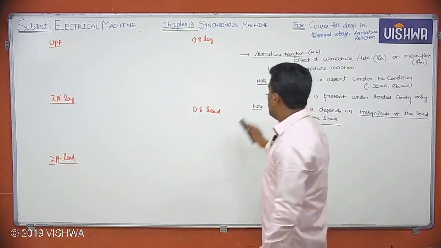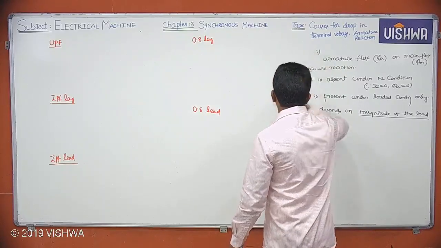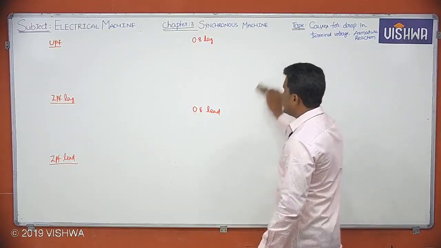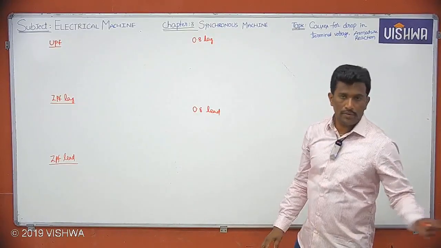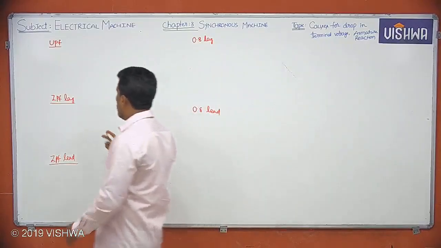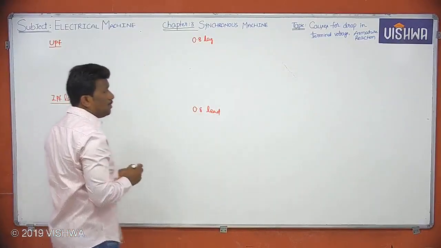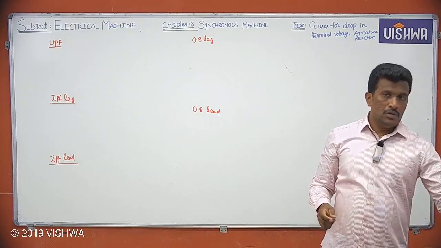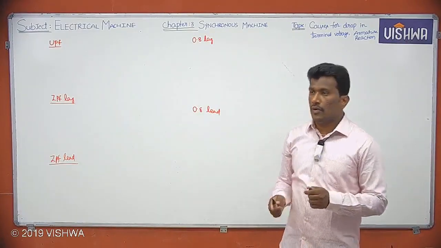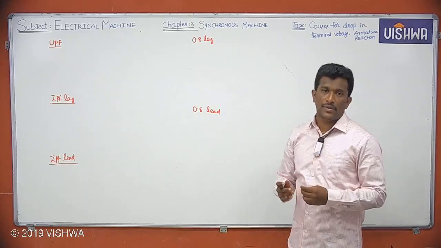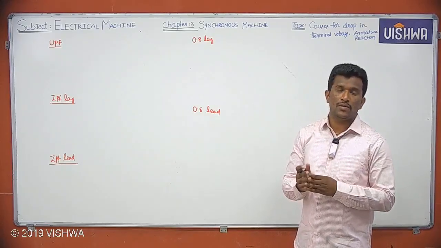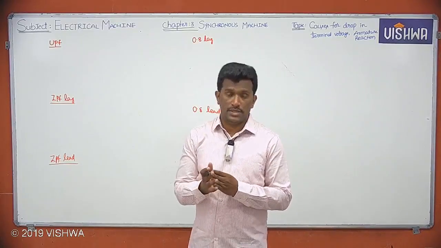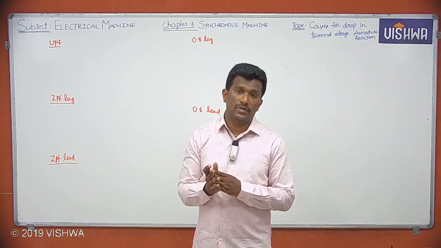Is it clear? Now, UPF, unity power factor. That means cos phi equal to 1. Is it clear? Cos phi equal to 1. See, cos phi equal to 1 means what is the value of your phi? 0. So for resistive load, your load voltage and load current will be in phase.